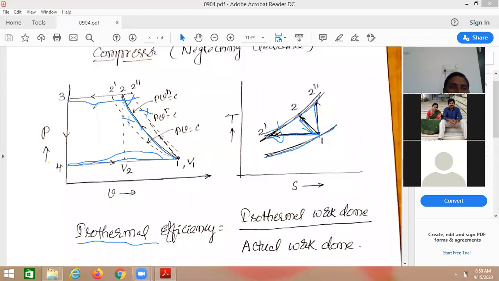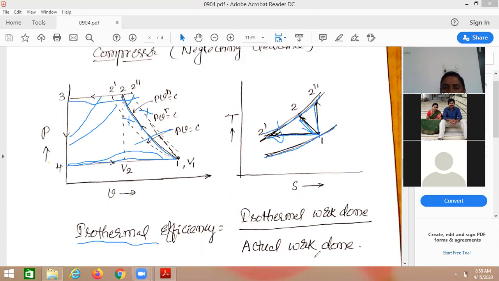This is the area if you take it. The area occupied between 3, 4, 2 dash and 1, 3, 4, 2 and 1, 3, 4, 2 double dash and 1. In which case will a lesser area be occupied by the cycle? Only during 1, 2 dash, 3, 4, that is, when the cycle has the isothermal compression. So when isothermal compression is followed by the compression cycle, lesser work is consumed. That means when isothermal work is more, we approach a larger value of isothermal efficiency.